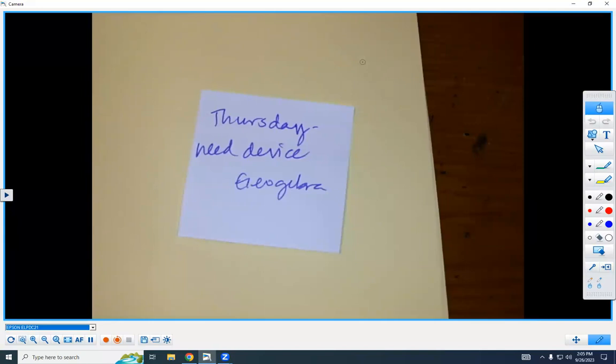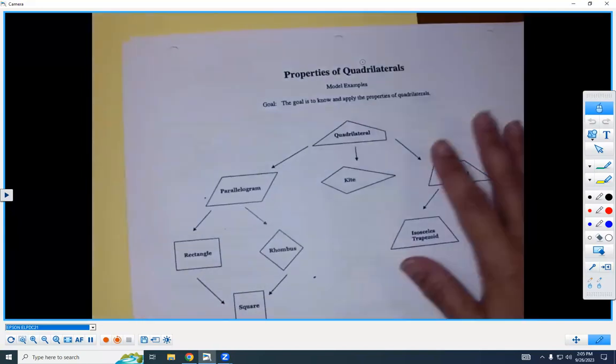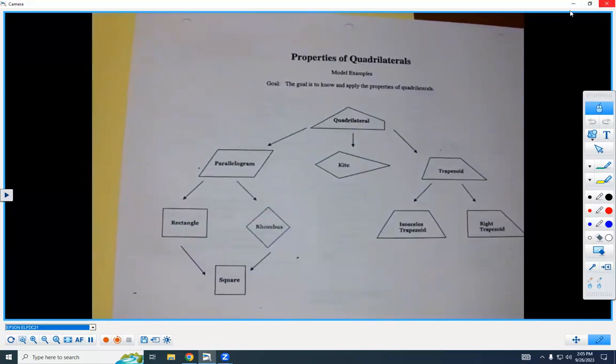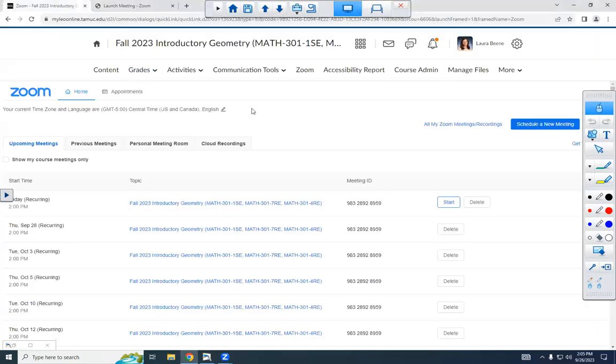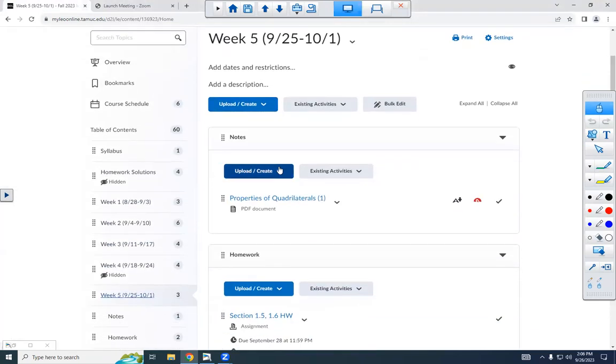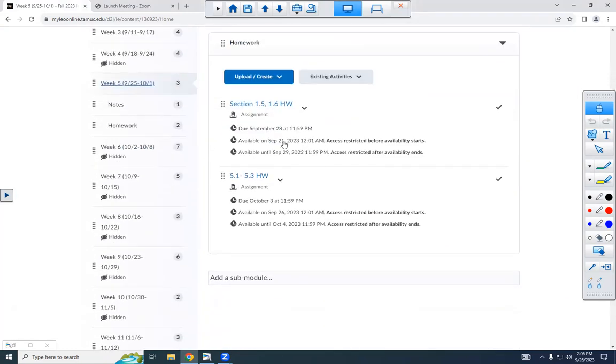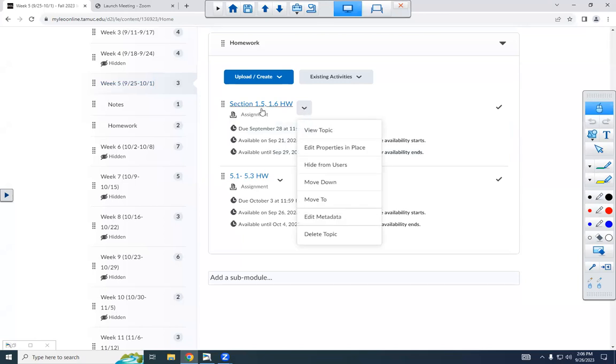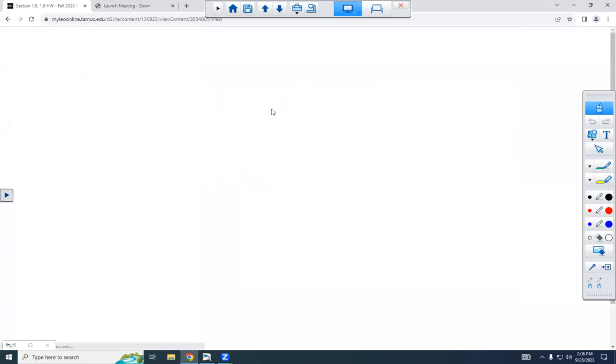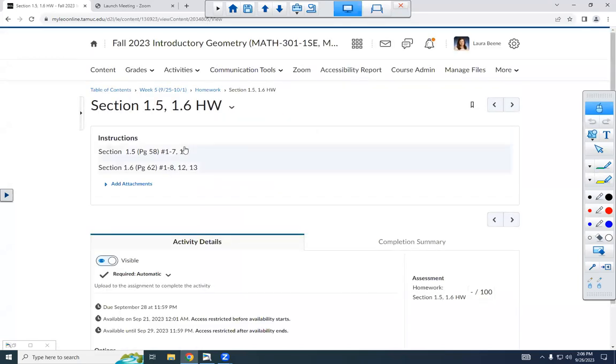I just passed out to the class this sheet. Those of you that are online, this sheet is under week 5. I updated all the stuff. On week 5, it says properties of quadrilaterals, and that is the sheet that we're about to go over right now. Also, you have 2 homework assignments out right now. This is section 1.5 and 1.6. This is bookwork, and it has the page numbers and problems from the textbook.